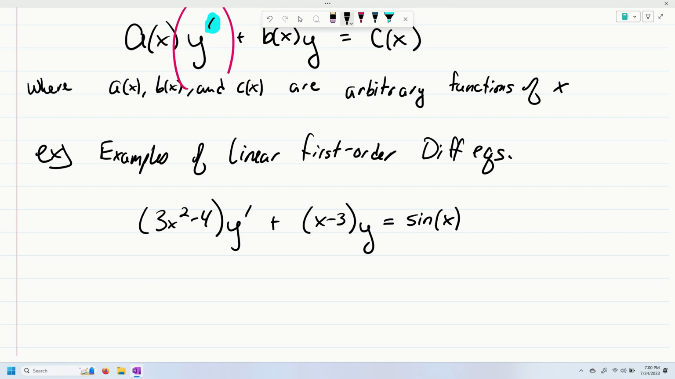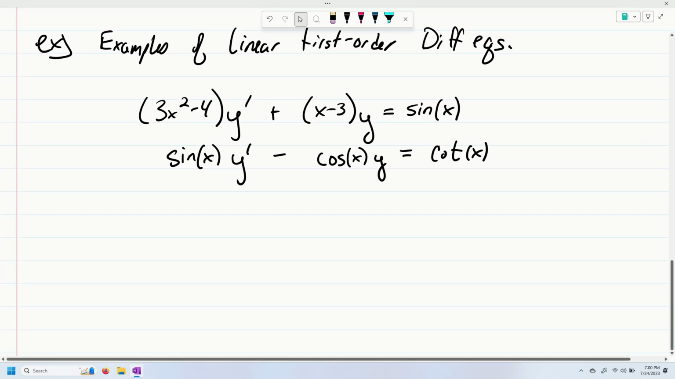Here's another example. Sine x times y prime minus cosine x times y equals cotangent x. This is linear, all right? Now, I'm going to show you two examples of nonlinear. Let's see if you could spot it.